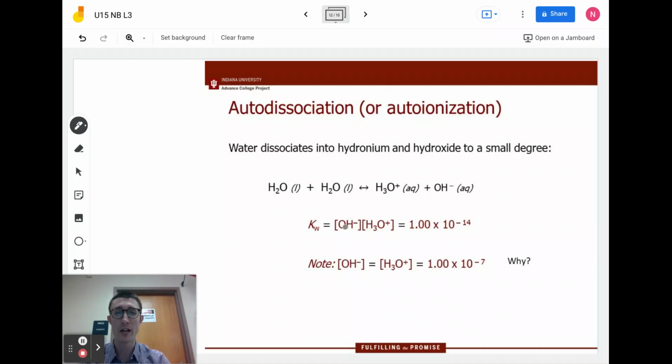So what we're going to look at is these two. This is going to be the most important thing that we're going to use quantitatively for calculations: the fact that when we multiply these two concentrations together, right? So here's our aqueous. When we write this expression, these both are liquids, so we're not going to include them in the equilibrium expression. It equals 1 times 10 to the negative 14th.